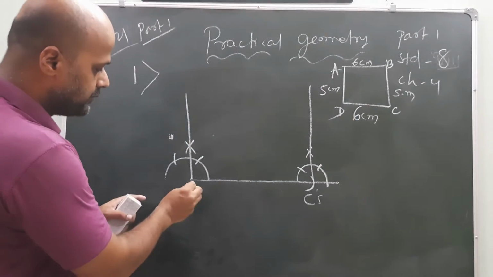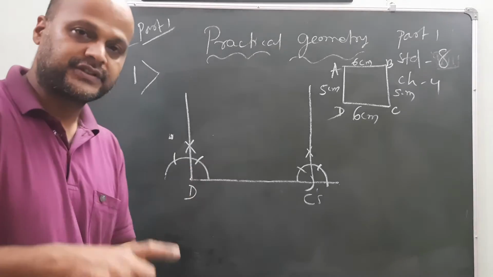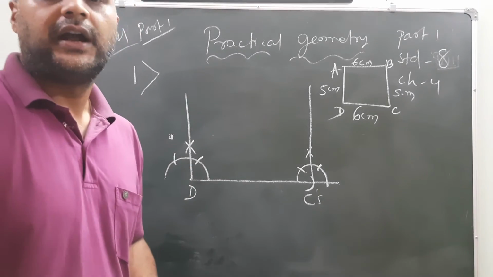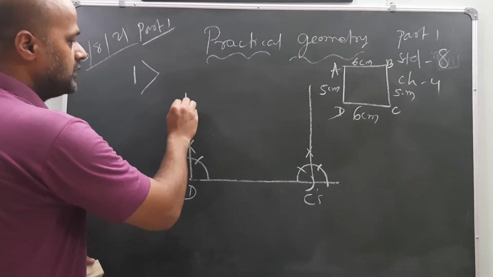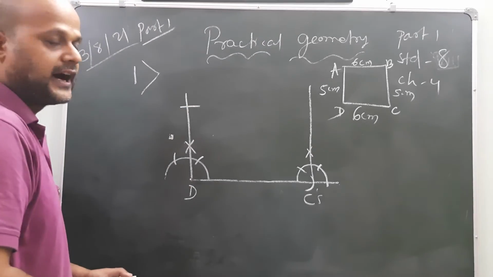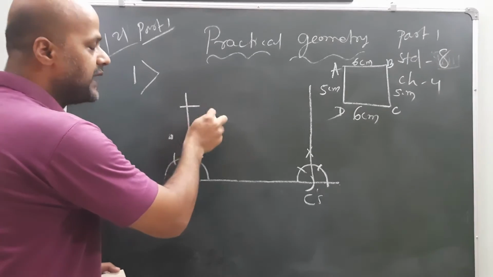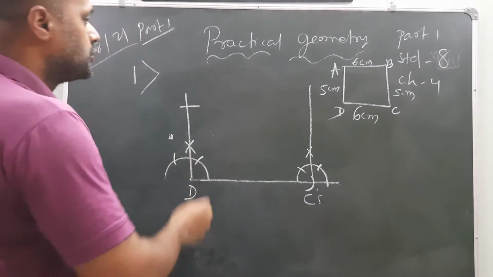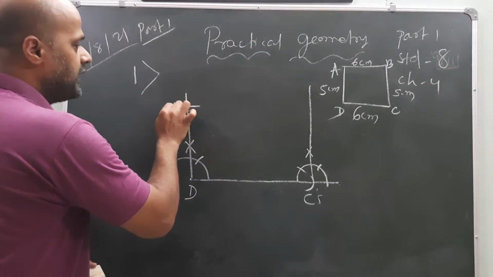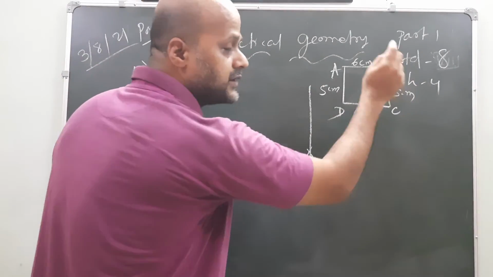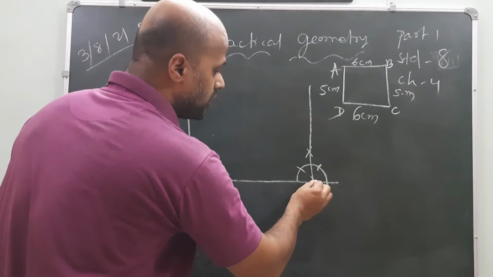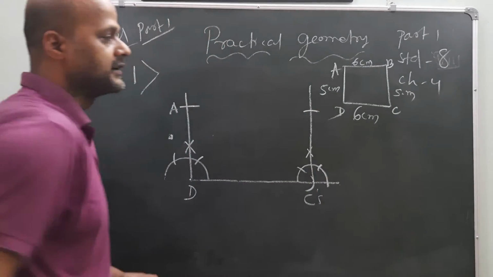5 centimeter. From D point, with the help of your scale, take the measurement and transfer it with the help of the compass, put the needle here and draw an arc so that the arc will bisect that perpendicular line. So this is called point A. The same dimension is here also, because 5 centimeter is there. So I put it here and draw an arc here.